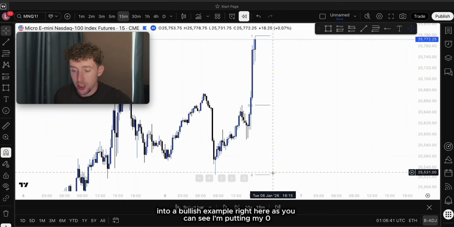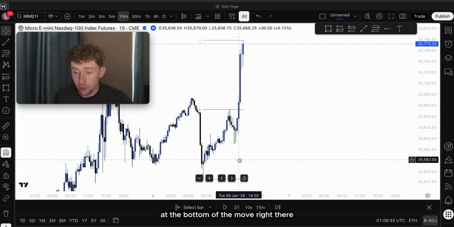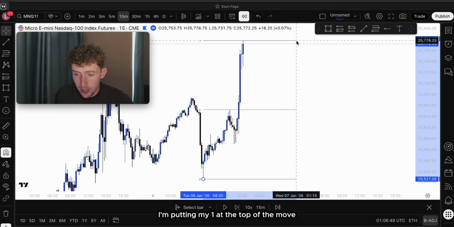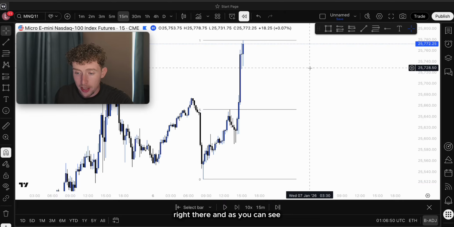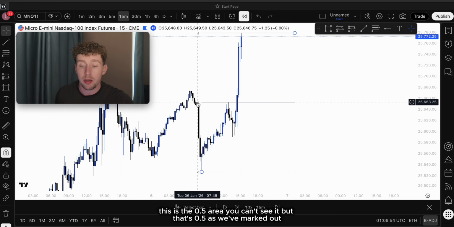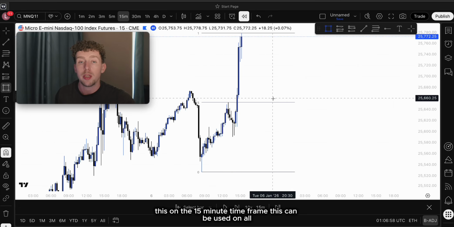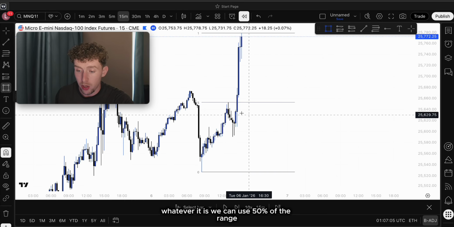Getting into a bullish example right here. As you can see, I'm putting my 0 at the bottom of the move right there. I'm putting my 1 at the top of the move right there. And as you can see, this is the 0.5 area. You can't see it, but that's 0.5 as we've marked out. This is on the 15-minute time frame. This can be used on all time frames from the 1 minute to the 4 hour. Whatever it is, we can use 50% of the range.